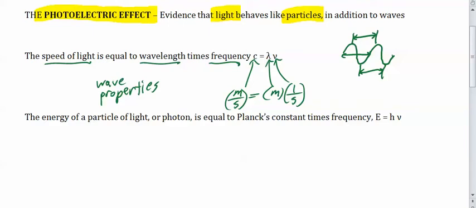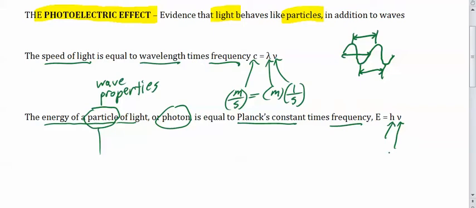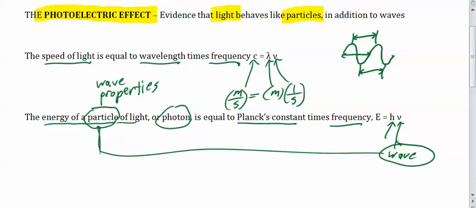Now, the next equation has the energy for a particle of light, or photon. Keep in mind that this is a particle property. We're pretending like it's a bundle of energy. And that particle property has Planck's constant, h, which just converts the units, and frequency, which is a wave property. So here we're relating wave properties to particle properties. It's got a little bit of both.